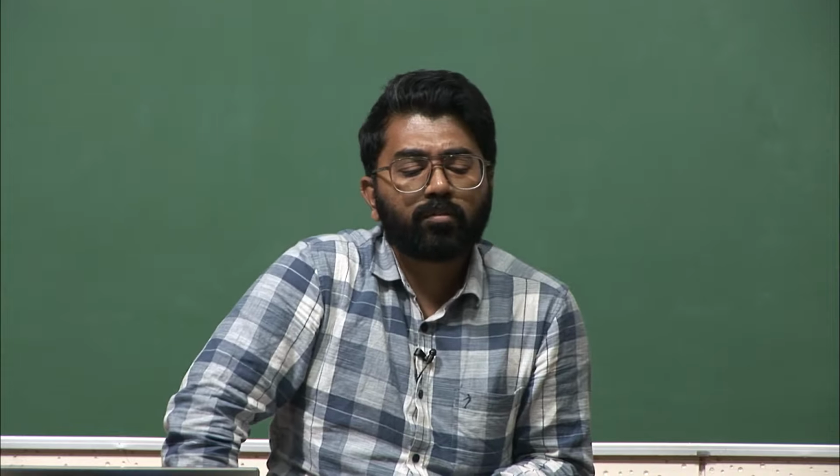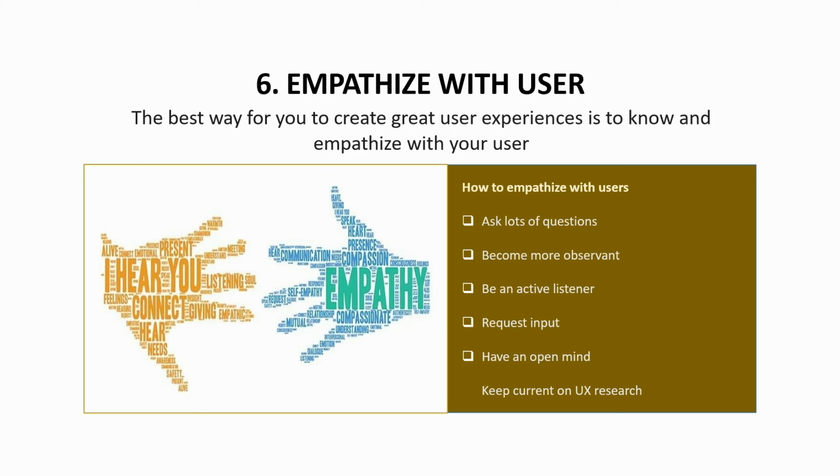The sixth important component is to empathize with the user. The best way to create great user experiences is to basically empathize with the user in the right frame of mind. So how to do that? You ask a lot of questions, become more observant, try to get positive feedback, or just genuine feedback. Specifically, we are not always looking for positive feedback per se, we are looking also for negative ones, but try to get genuine feedback where somebody is interested to tell you more than what you have asked for, right?